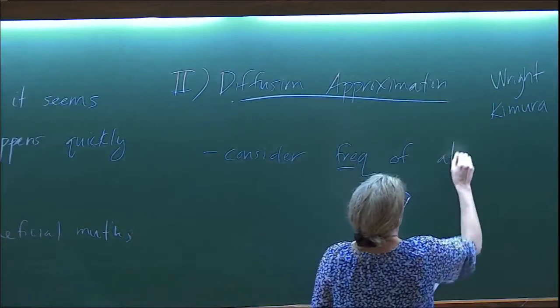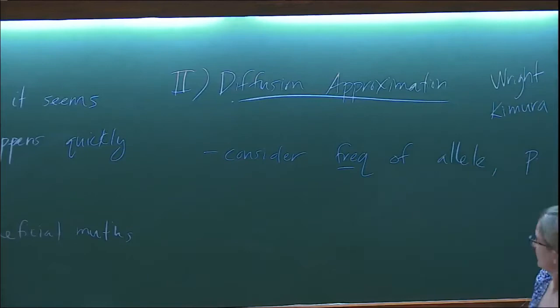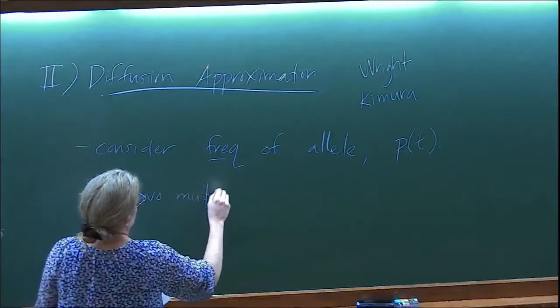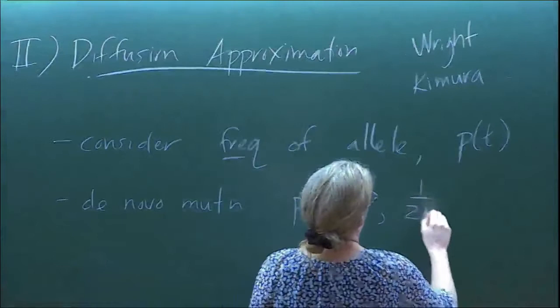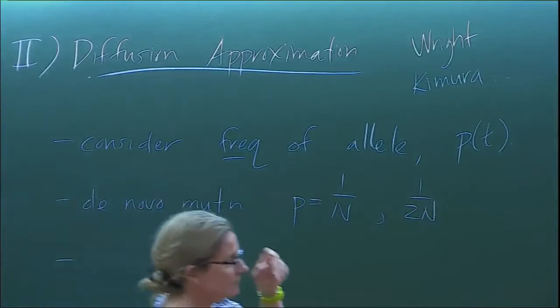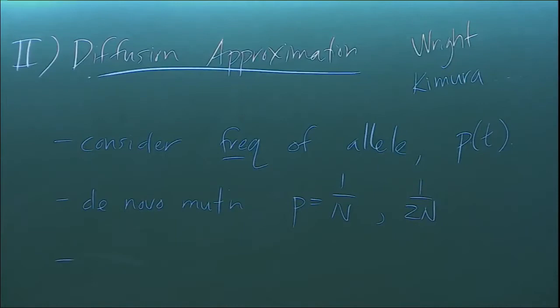And we're going to use P for that frequency. I guess we'll have P of T. So if you had a de novo mutation, as we've seen before, P equals 1 on N, or maybe 1 on 2N, if you're diploid. Okay, and so having said P, my population size is 10. What values can P take? Could be 0, 0.1, 0.2, 0.3, it can't be 0.25, all right?